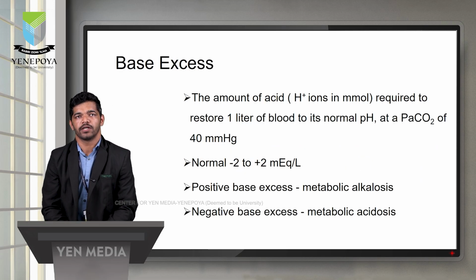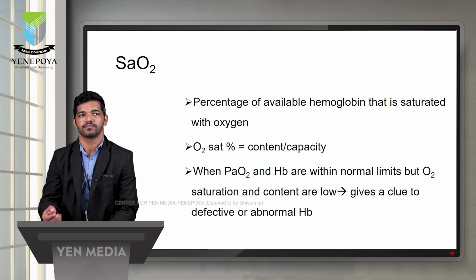So base excess, that is the amount of acid required to restore 1 liter of blood to its normal pH at a PaCO₂ of 40 mmHg. The normal range is -2 to +2 milliequivalents per liter. When we have a positive base excess, that indicates a metabolic alkalosis. When you have a negative base excess, that will indicate a metabolic acidosis.